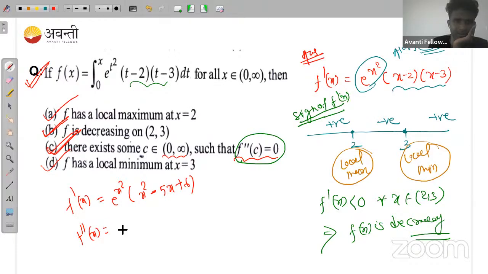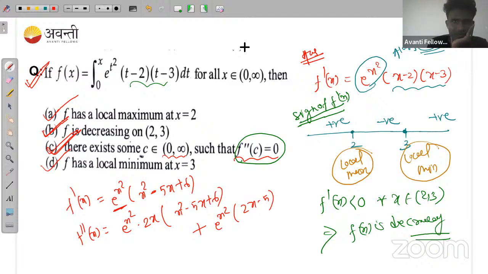f double dash x will be e to the power x square into 2x, this needs the product rule, into x square minus 5x plus 6, plus e to the power x square into 2x minus 5. Okay.